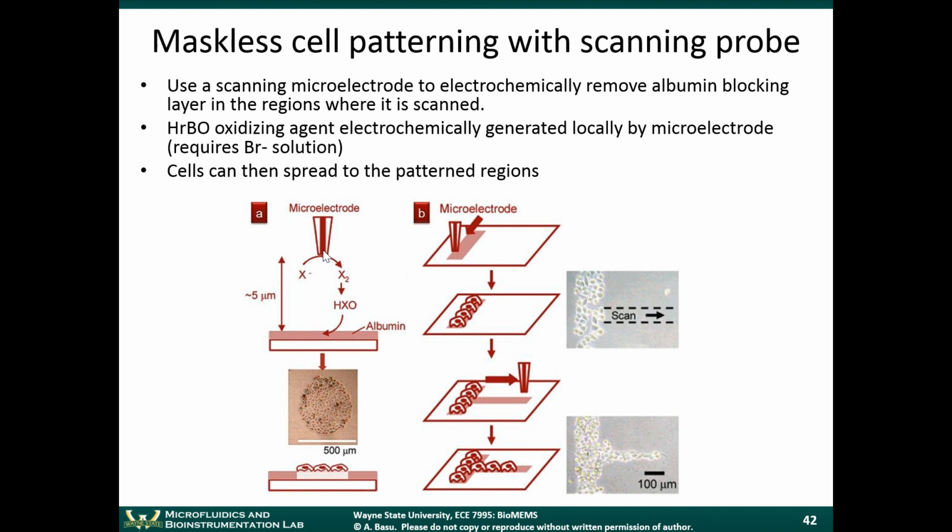So in this case, the microelectrode is generating an oxidizing agent which removes the BSA, the albumin, from certain areas of the chip, and the cells are able to grow on those oxidized regions. Again, this is a maskless approach, so you don't need to have the lithography, and by scanning your microelectrode over the surface, you can get these different cell patterns.